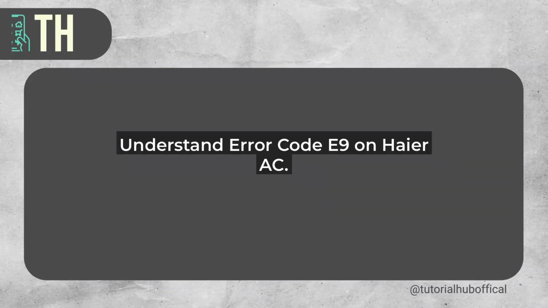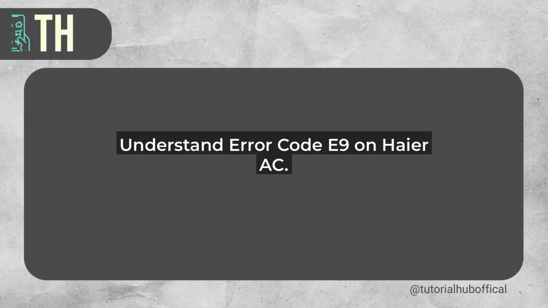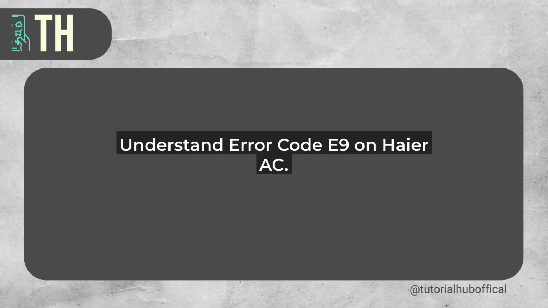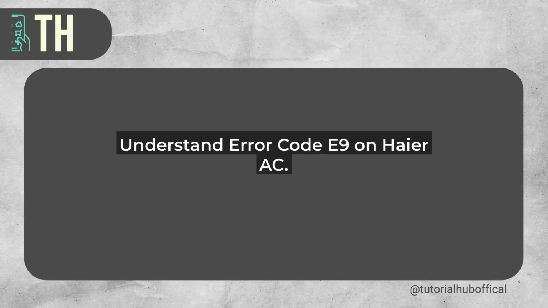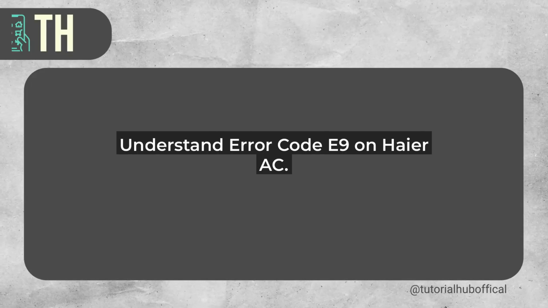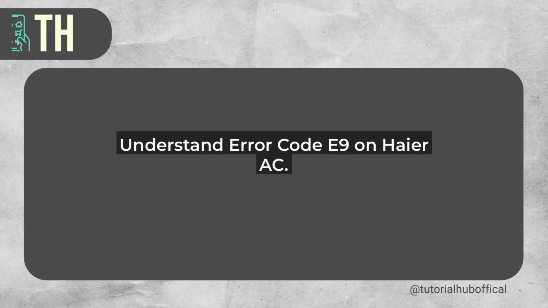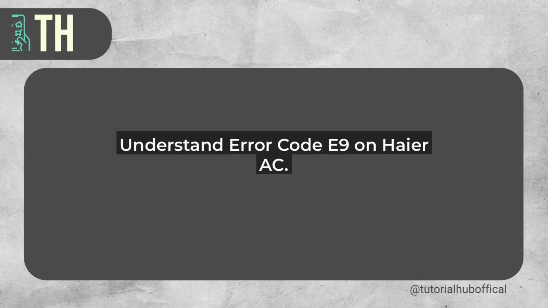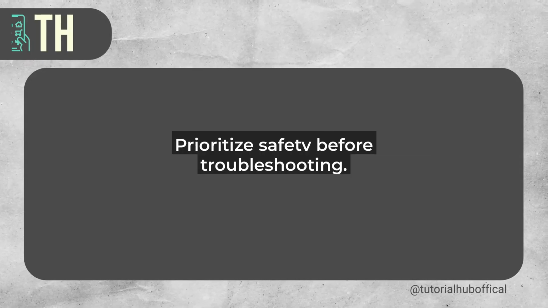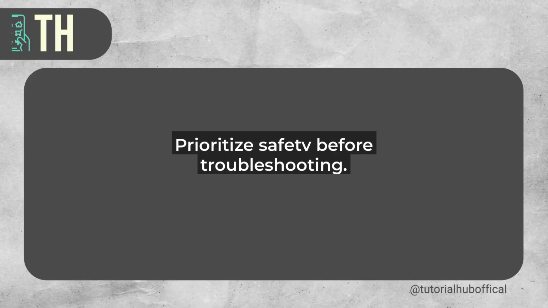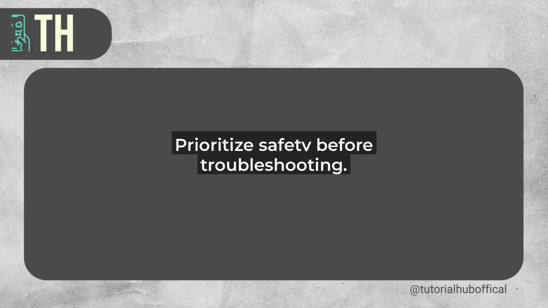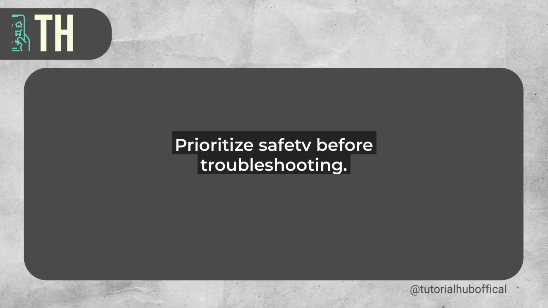Today, we're diving into a common issue with Haier air conditioners, the dreaded error code E9. If you're dealing with this in 2025, don't worry, it's often a fixable problem related to communication between the indoor and outdoor units. This error can cause your AC to stop working, leaving you in the heat, so let's get you cooled down quickly.